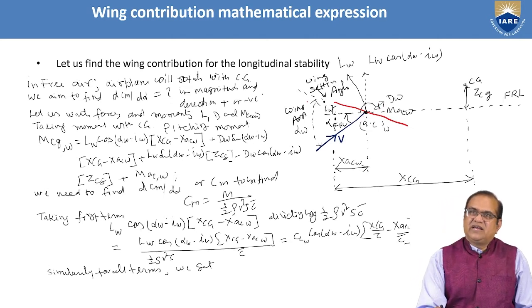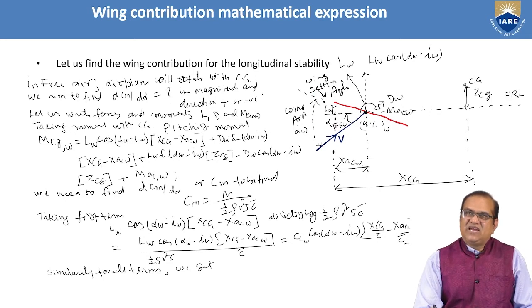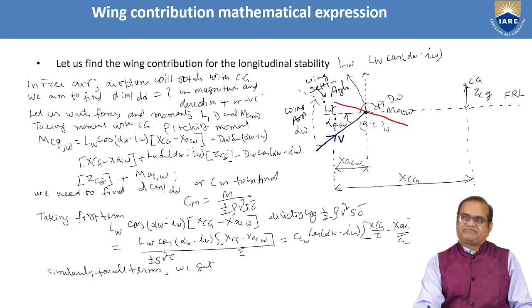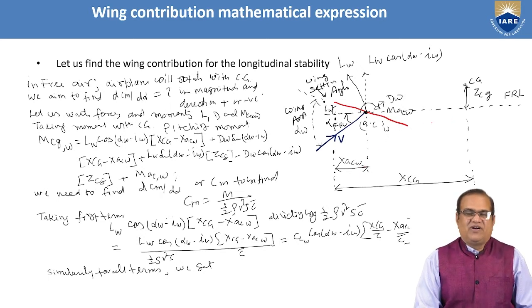So I think this is the wing angle of attack, this is the wing setting i_W, V is the relative wind, and this is the FRL direction. This is the aerodynamic center. From the leading edge to the aerodynamic center is x_ACW, where the W subscript indicates the wing. Okay, so I think all parameters I have covered.